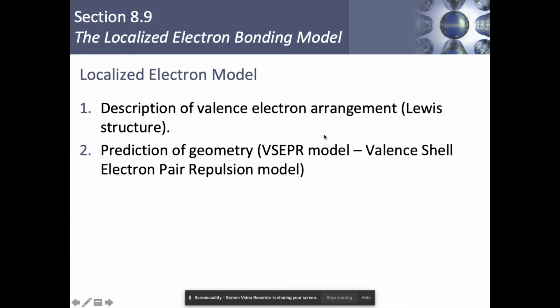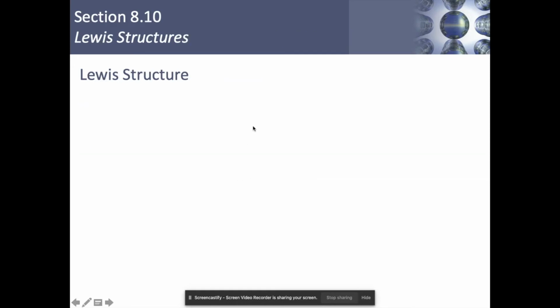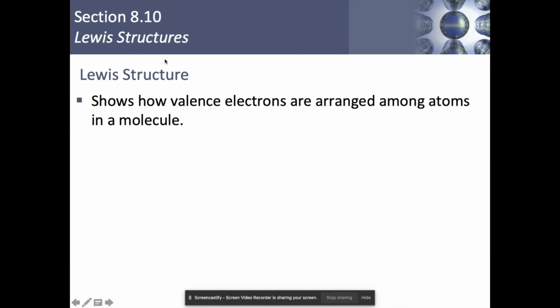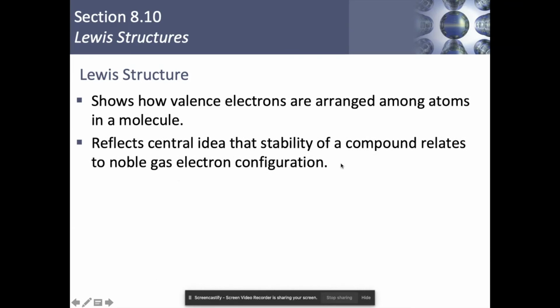VSEPR stands for the valence shell electron pair repulsion model that we're talking about at the end of this chapter. Okay, so to start with, we're going to start with just Lewis structures or Lewis dot structures. So what are Lewis structures? They are a model that show us how valence electrons are arranged among atoms in a molecule. They reflect the idea that the stability of a compound relates to whether or not you can reach a noble gas electron configuration.